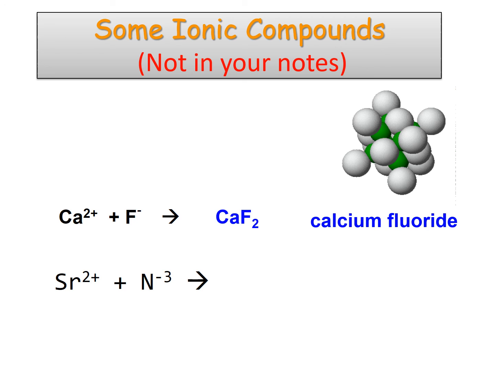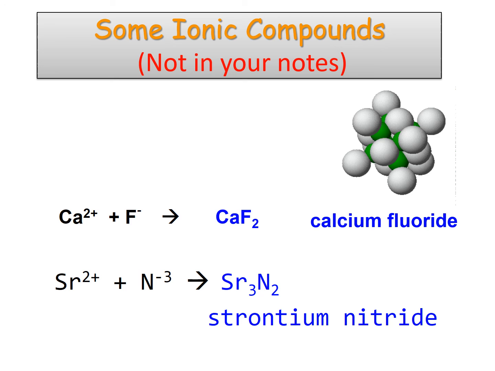Strontium has a +2 charge. Nitride has a -3. If you put those two together, you get strontium nitride. And if you use the crisscross method, you'll derive the formula very easily. It's Sr3N2.